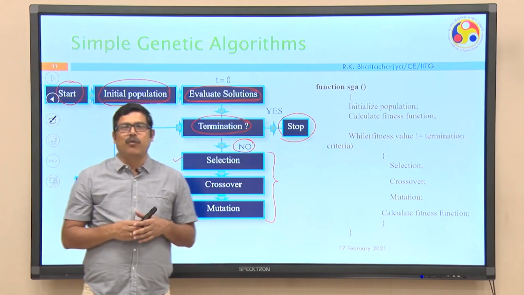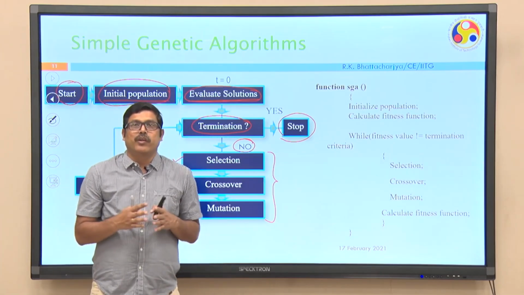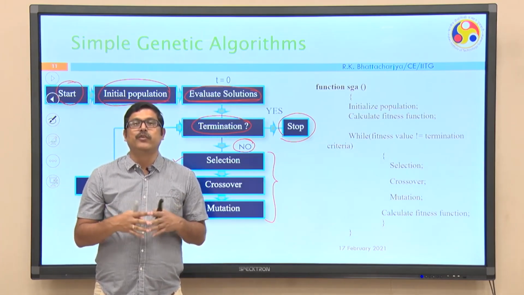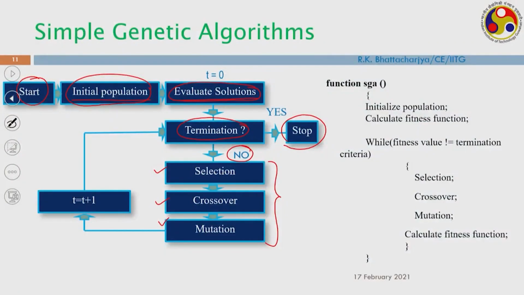I will discuss how these operators can generate new solutions. They will generate a new generation, that is t equal to t plus 1, and then you will check the termination criteria, and the iteration will continue. This iteration will continue until the criteria is satisfied, and once it is satisfied, you will get your solution, the optimal solution. So this is the simple genetic algorithm.